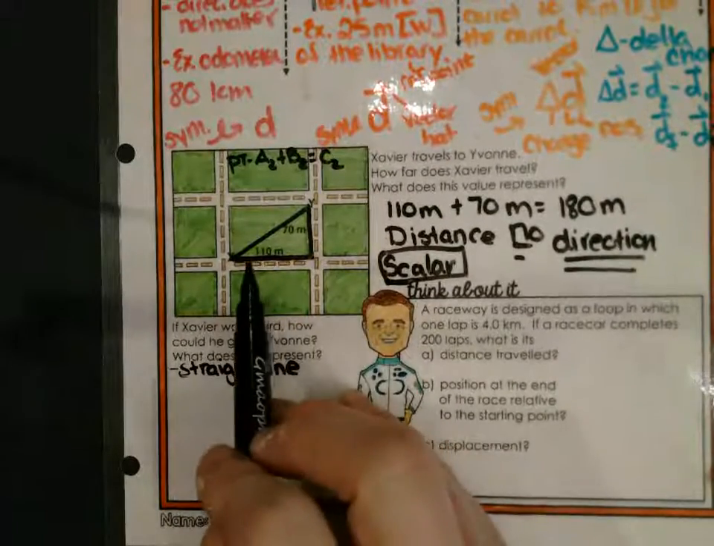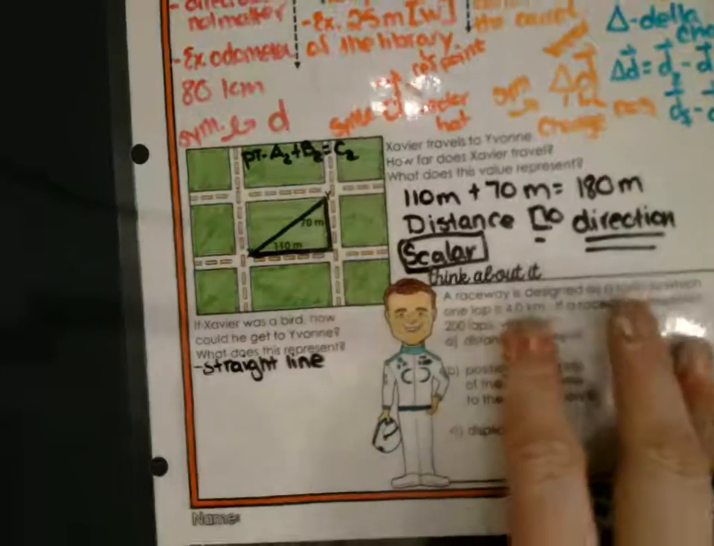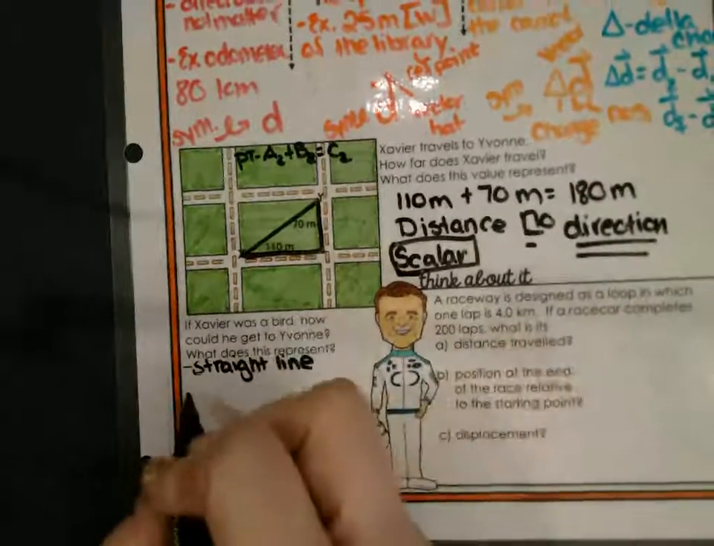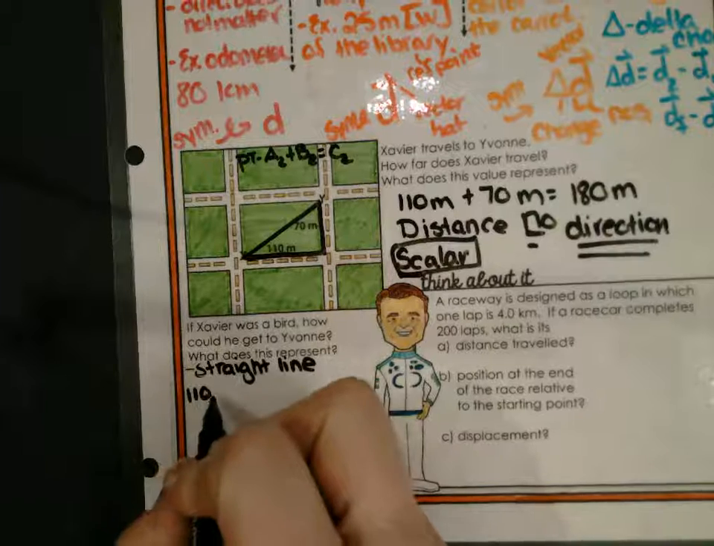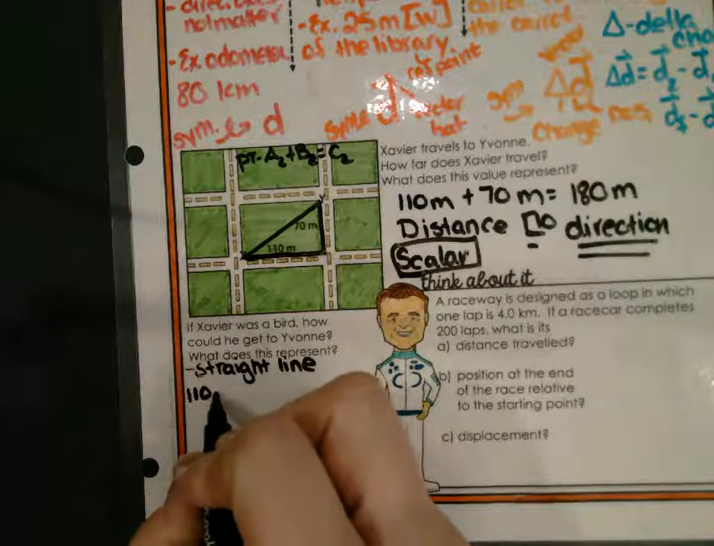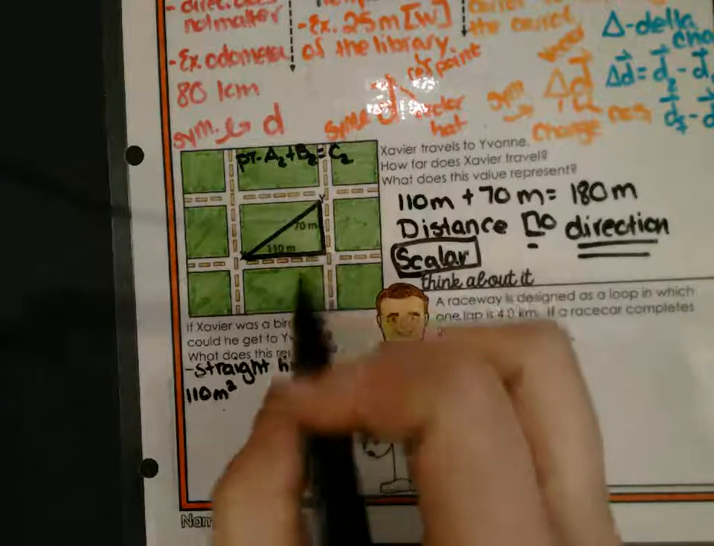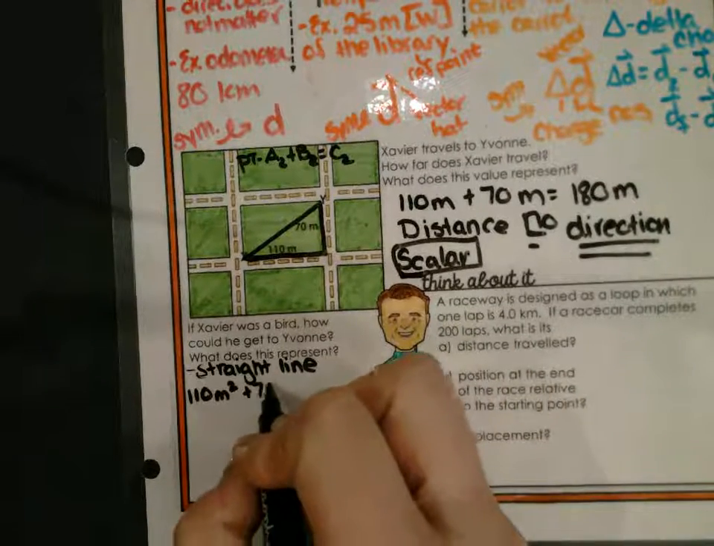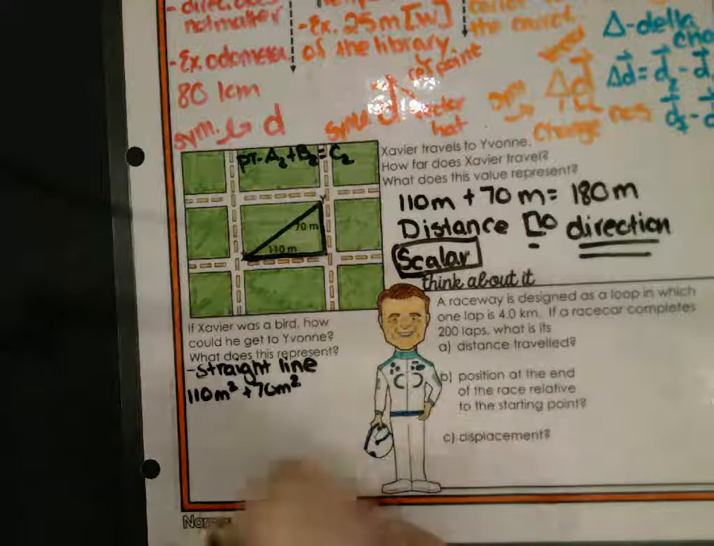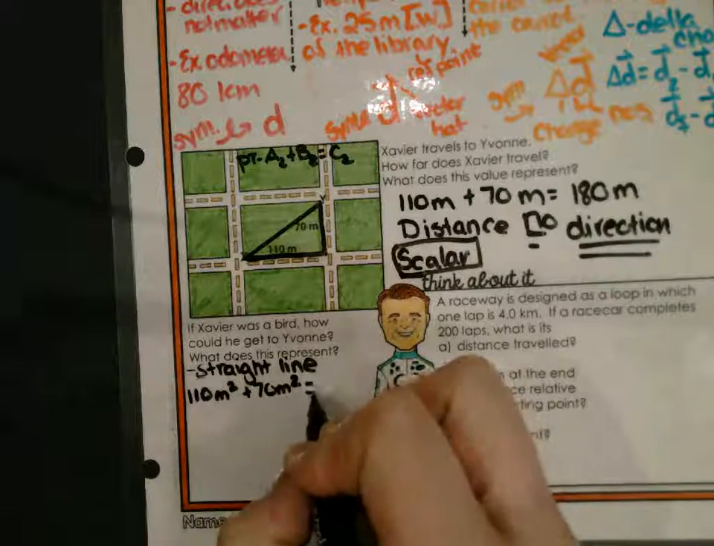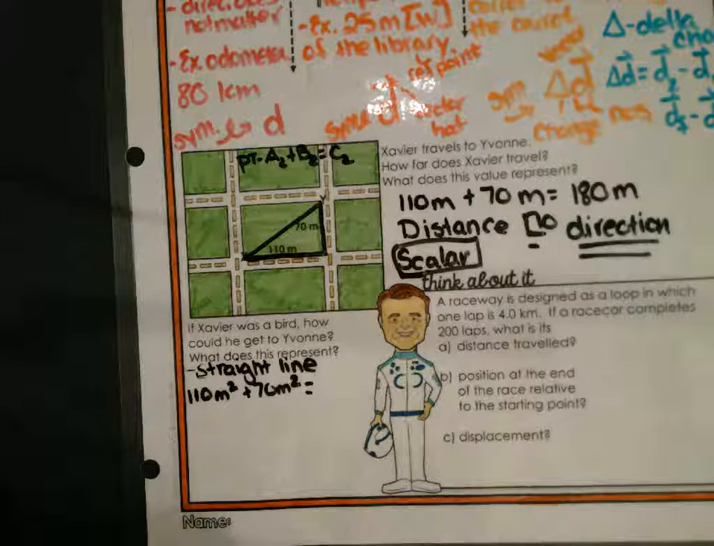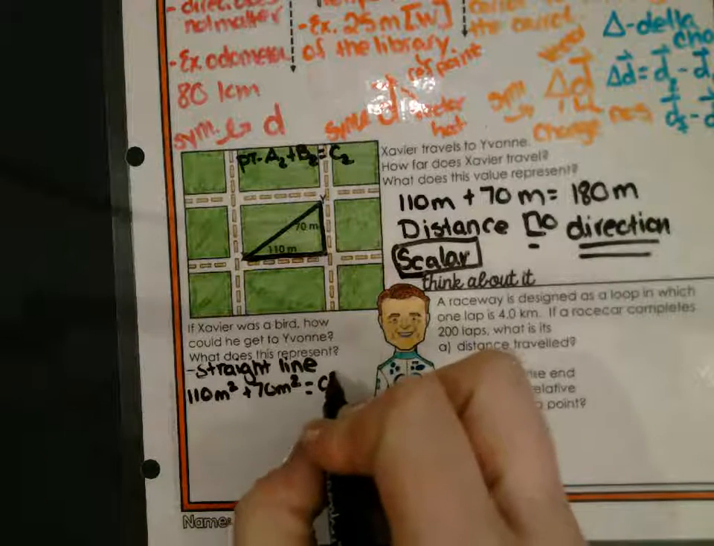So we know that the first leg of the trip was 110 meters. So we're going to have 110 meters squared. The second leg of the trip was 70 meters squared. And we're going to equal that to c squared.